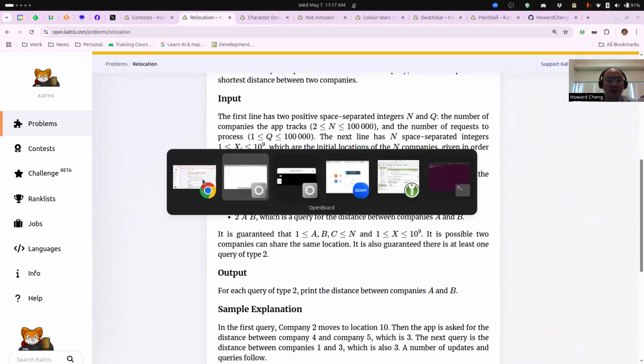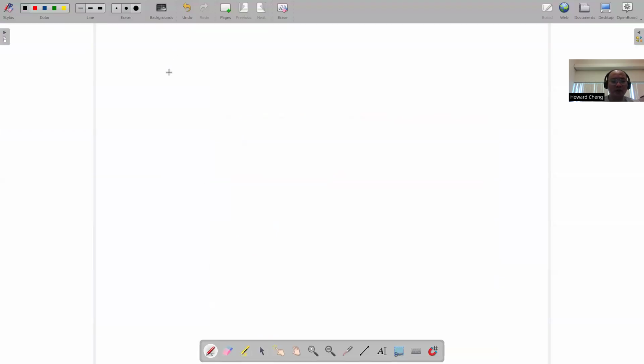So we have to handle 2 different things. So the easiest thing to do, because there's basically only 100,000 things, would be to use an integer array called position. Now, the IDs of the buildings or companies are from 1 to up to 100,000.